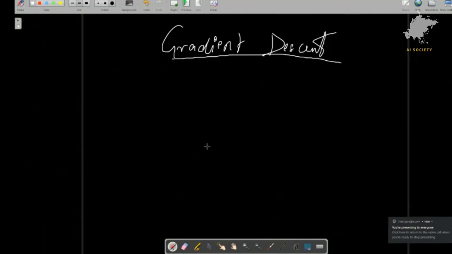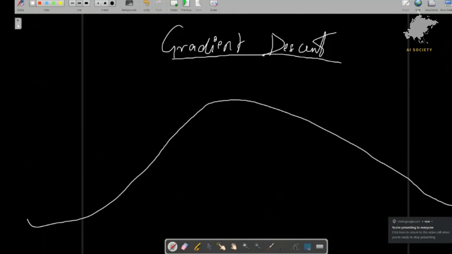So basically, let's say we have a mountain like this, and you are here right now, at the top. Now you want to descend from this mountain. That means you want to go downwards. You want to reach from here to here.